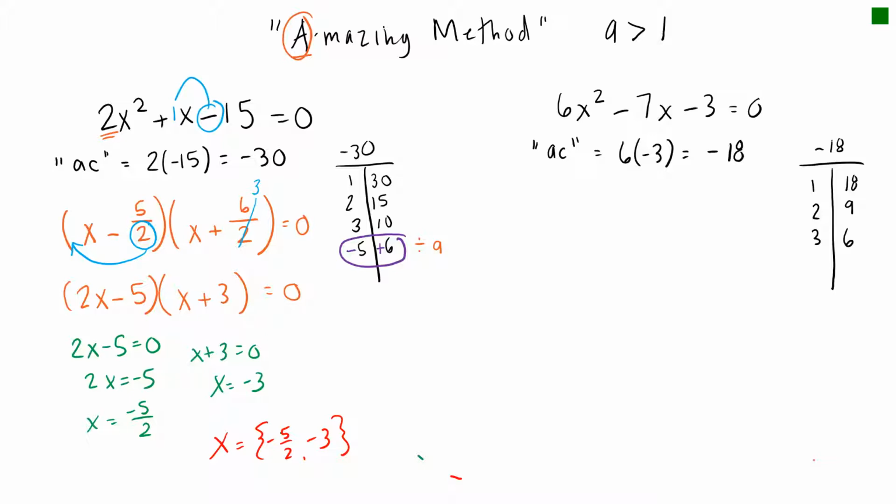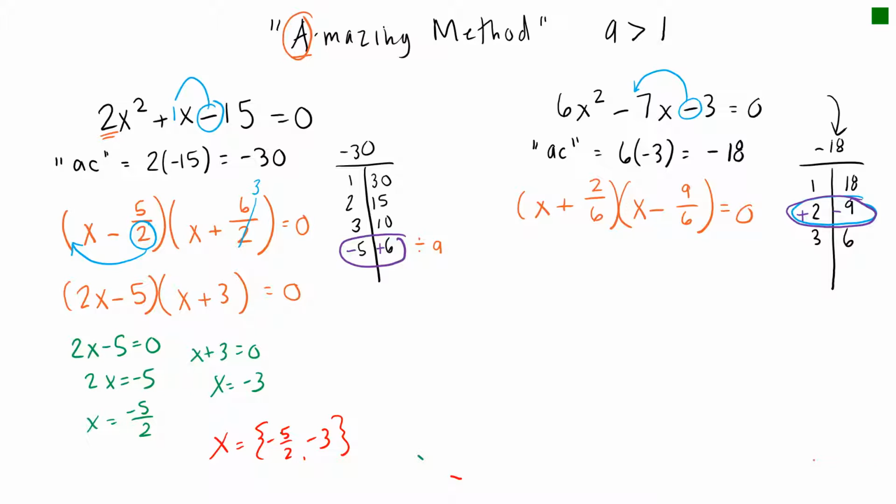And again, if you know it right away, then you don't have to make this table. This is just if you need to list them out. So I was just listing out numbers that multiply to 18. In this case, I was looking for a difference of negative 7. So that looks to be the 2 and the 9. And again, because it's negative 7, I would be looking at a positive 2 and a negative 9. So I would take x plus 2 over 6, and I would take x minus 9 over 6 equals 0.